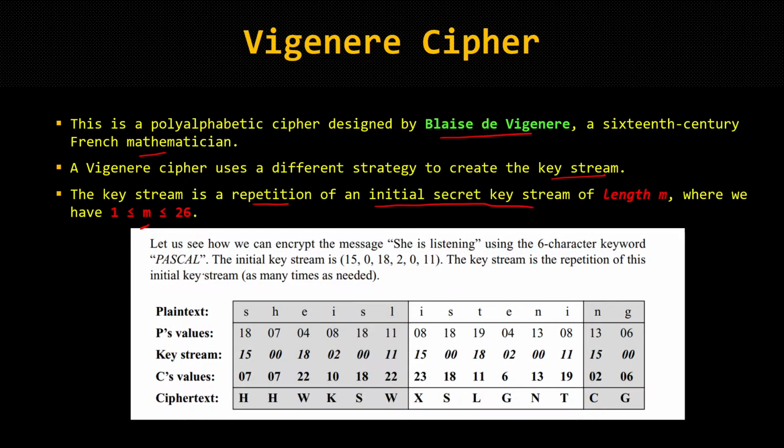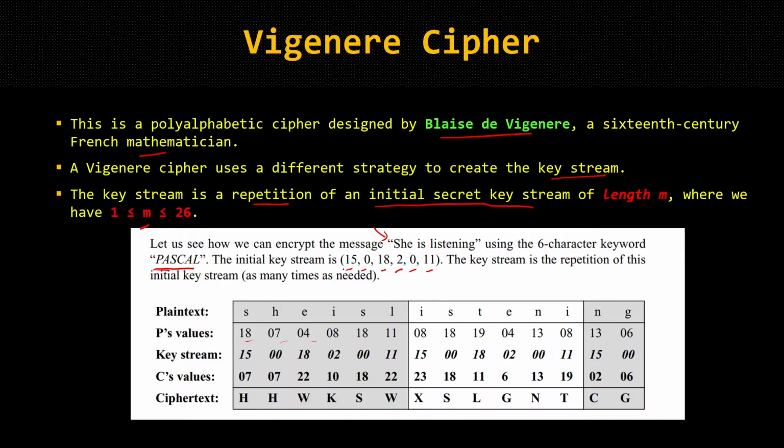So let us see what this is. Here we are given a key, which is Pascal. The initial key stream for this key Pascal is 15, 0, 18, 2, 0, 11. Now we will be using this key to encrypt our message, and we will be repeating it. So let us see how we do this. The plain text that we are given is, she is listening. Then we find out the value of each plain text letter P and write it down. As you can see, we have done that.